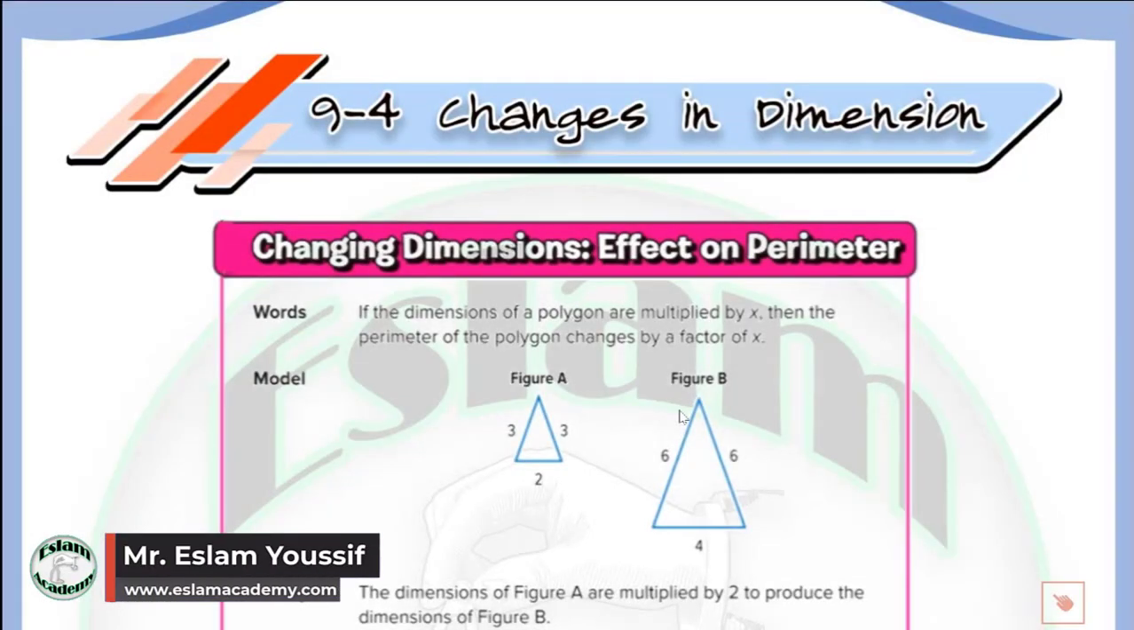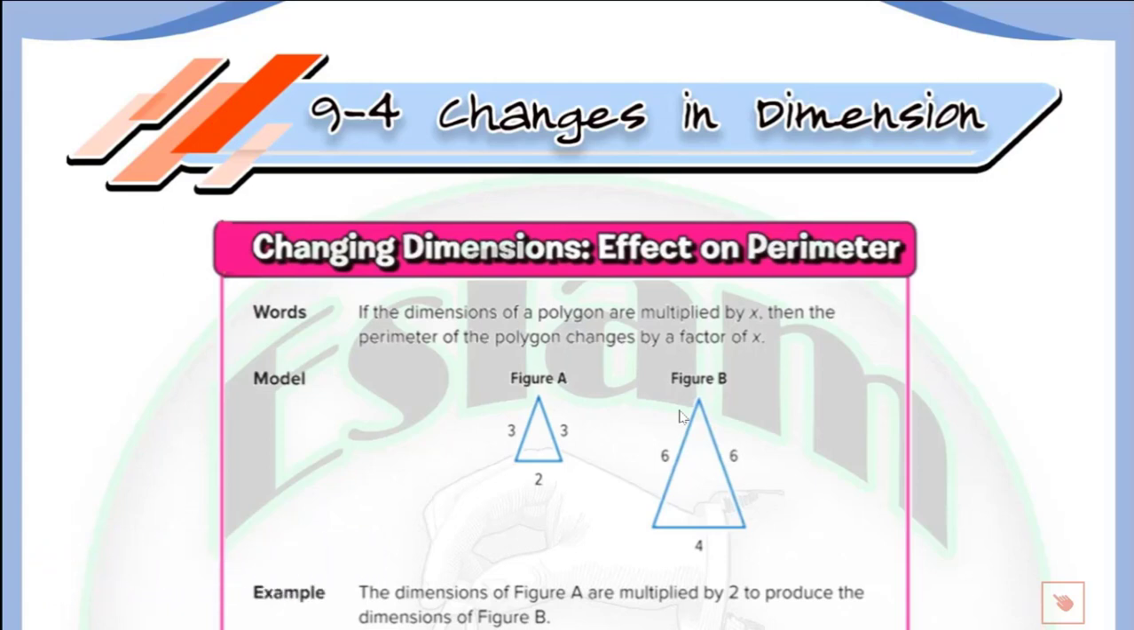In this video we are talking about change in dimension. In this part we will learn the effect of changing dimension on perimeter. If you multiply all of the sides by any number, you will find that the perimeter will be changed by multiplying by the same number.